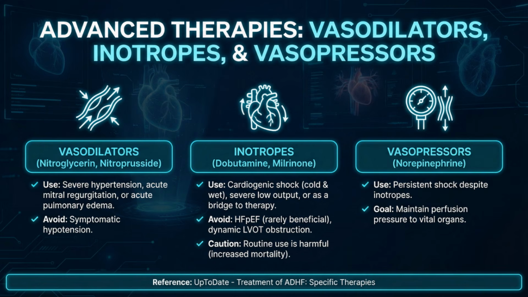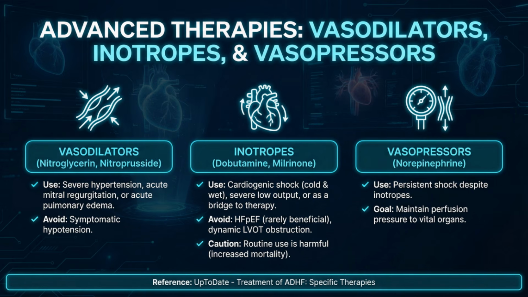Inotropes, like dobutamine or milrinone, are reserved for patients in cardiogenic shock, the cold and wet profile. It is critical to remember that routine use of inotropes is harmful and increases mortality. And a key clinical trap to avoid: inotropes are rarely beneficial in patients with heart failure with preserved ejection fraction.